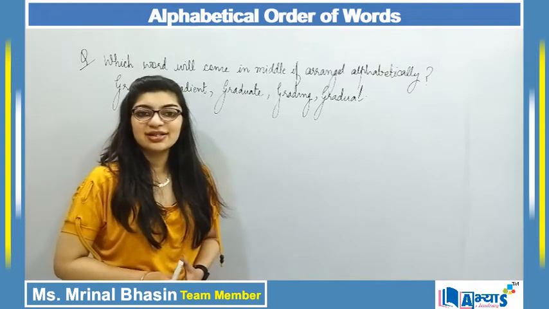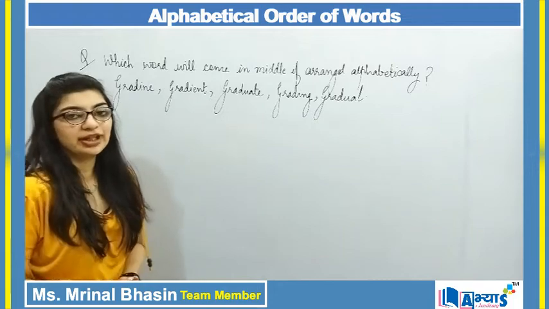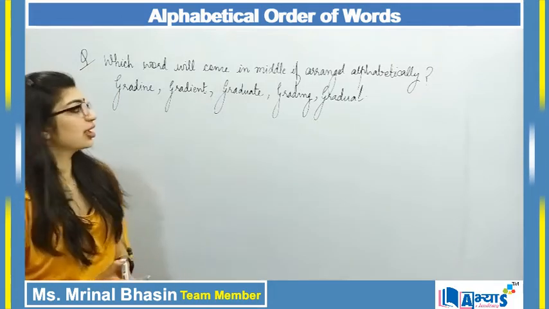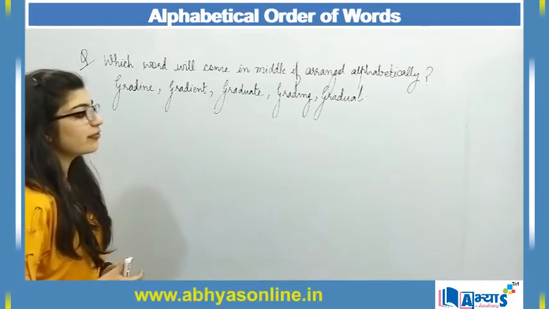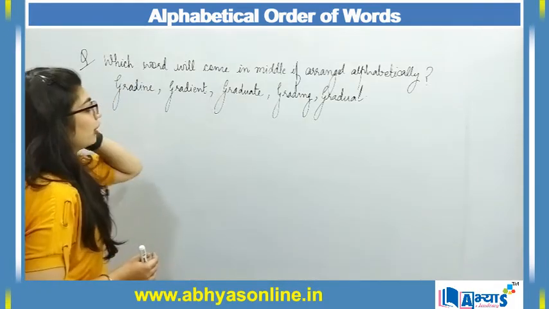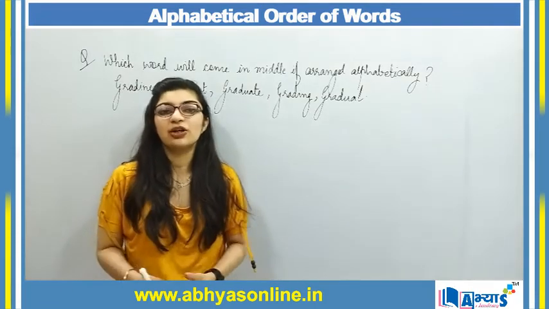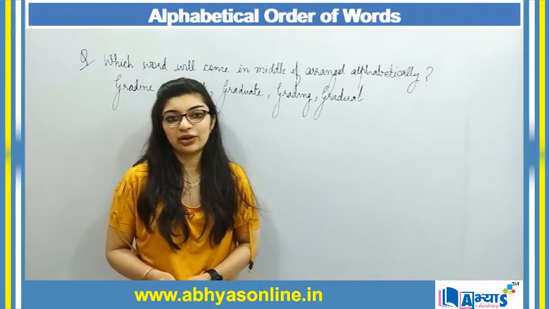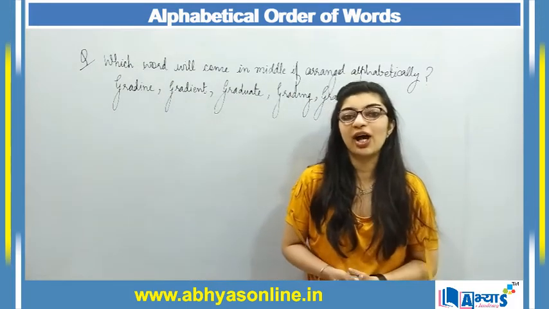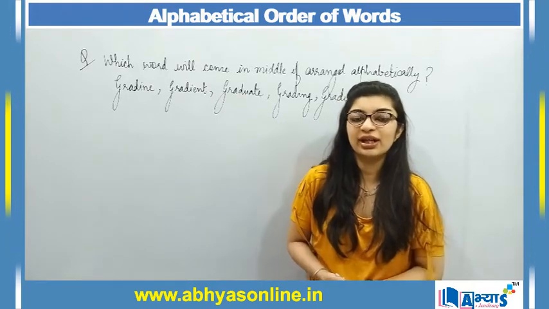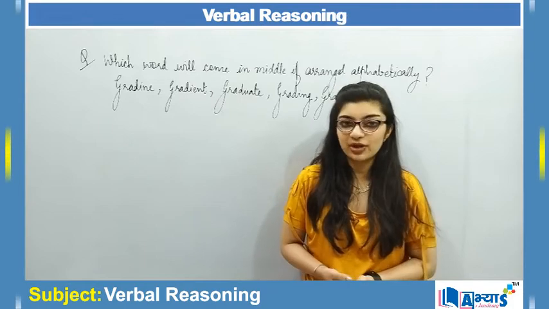So now let us understand alphabet test, where you have to arrange the words in alphabetic order, through this question. The question over here says which word will come in the middle if arranged alphabetically, and you are provided with 5 words. You have to arrange these words in alphabetic order. Now as I have said, alphabetic order is just like your alphabetic series from A to Z, and here the rule is that first you have to consider the first letter of every word.